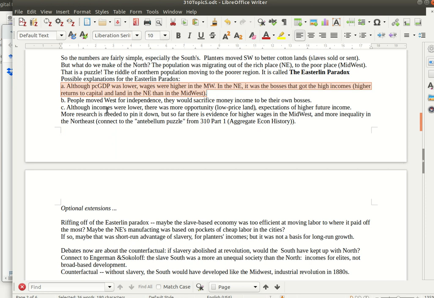And finally, there is this notion more generally of opportunity in the form of low-priced land in the Midwest, kind of connecting us back to the transportation revolution and land policy topics we've covered in 310. And so maybe it's kind of a notion of moving there for expectations of higher income in the future. But in any case, there's just a lot more research needed to pin it down.